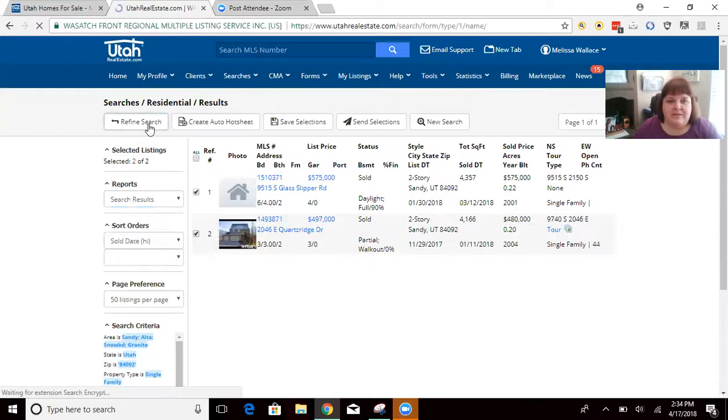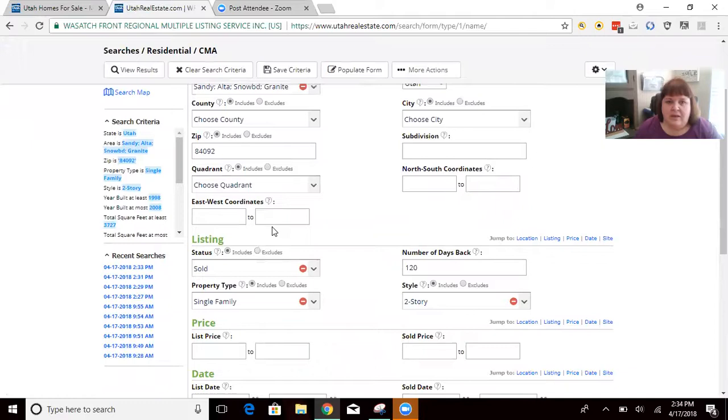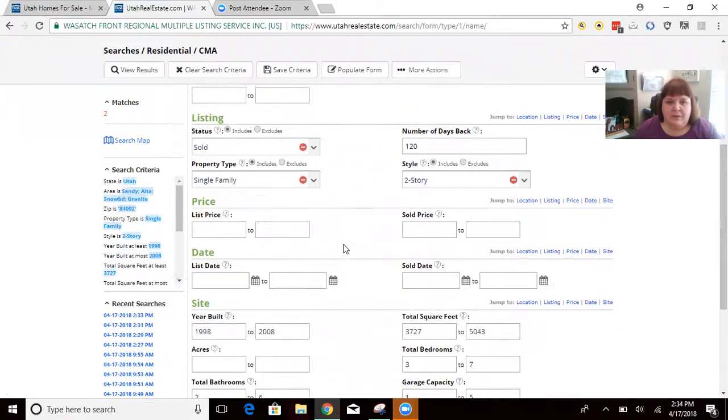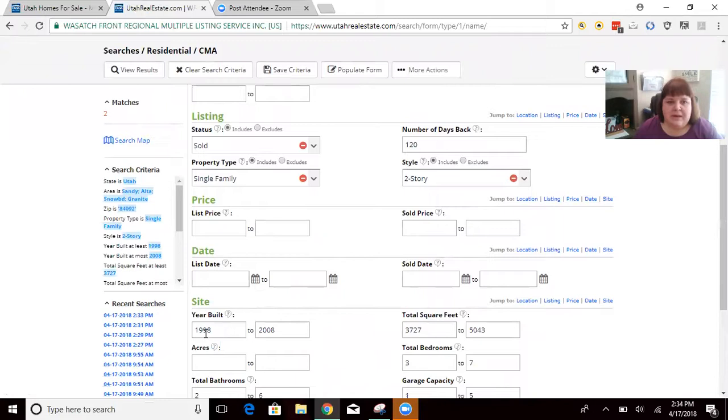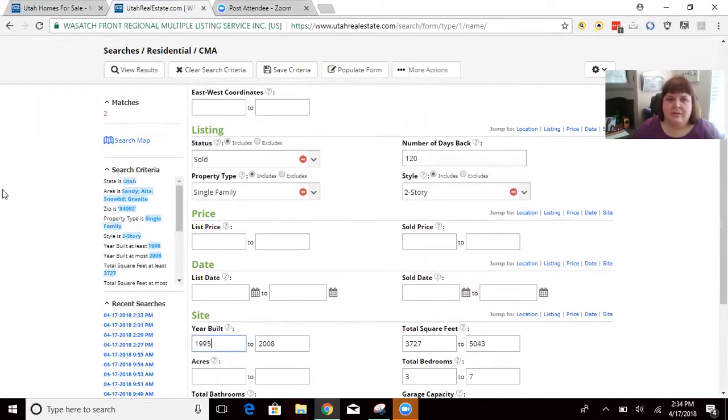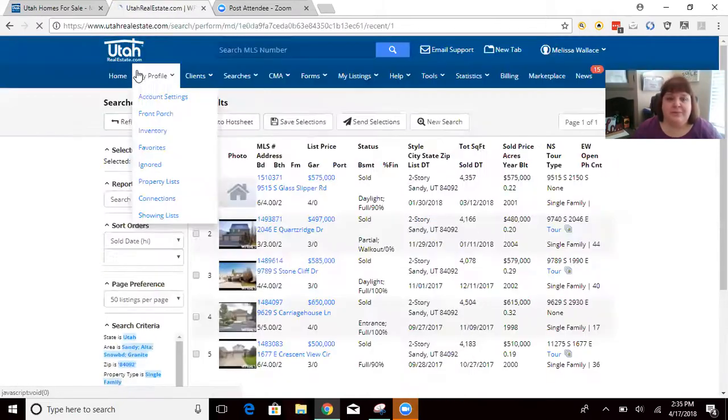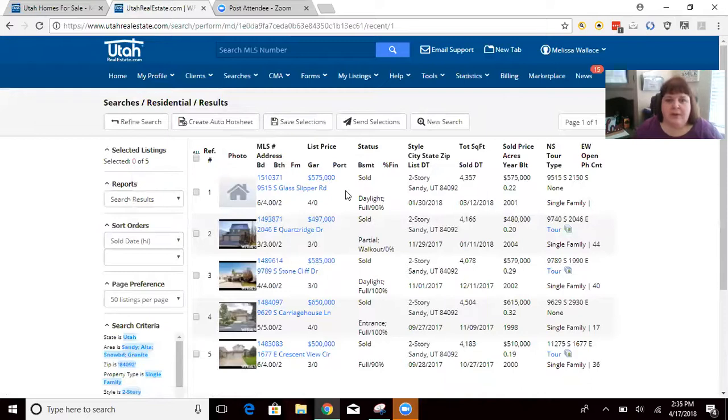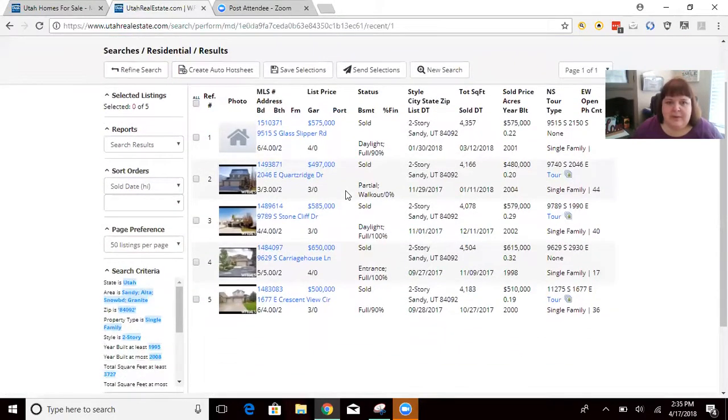So I'm going to refine my search. I'm going to open this up. And let's see what that does. Still 2. Go 180 days, which I don't agree with, but I've seen realtors go up to a year, sometimes more, go back that far. Okay, so again, this brings up more properties.